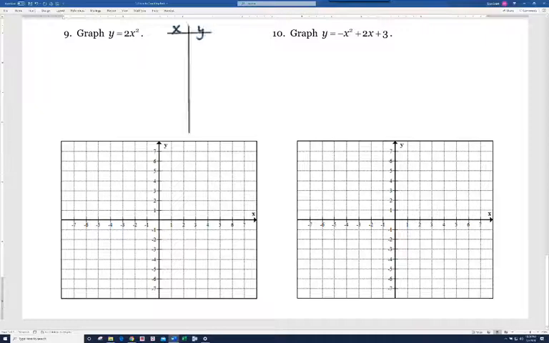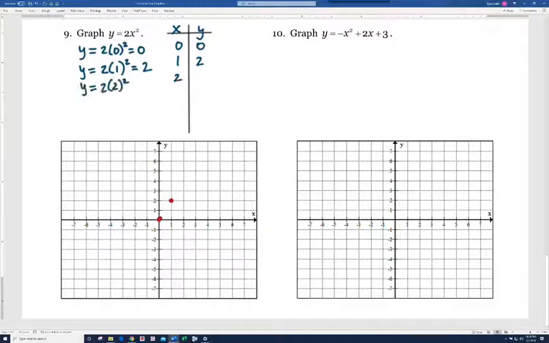So I'm going to go ahead and make a table. And I'm going to choose x to be 0. You get 2 times 0 squared. Now remember, order of operations tells us to square before we multiply. So squaring 0 gives us 0, and 0 times 2 is 0. So 0, 0 is on the graph. If we plug in 1, notice we're going to square the 1 first. 1 squared is 1, times the 2 gives us 2. So we have the point 1, 2.